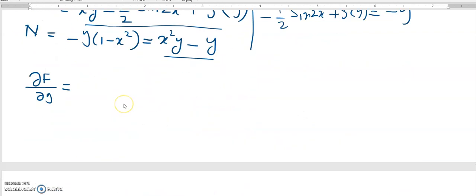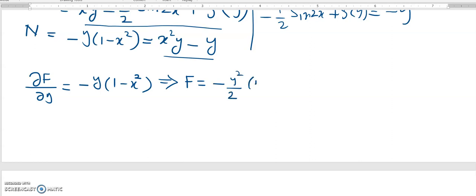So minus y into 1 minus x square. This will give us a simplified expression compared with the previous case. Okay, so in this case what I can do is now I will integrate f with respect to y, so it will be minus y square over 2 into 1 minus x square.